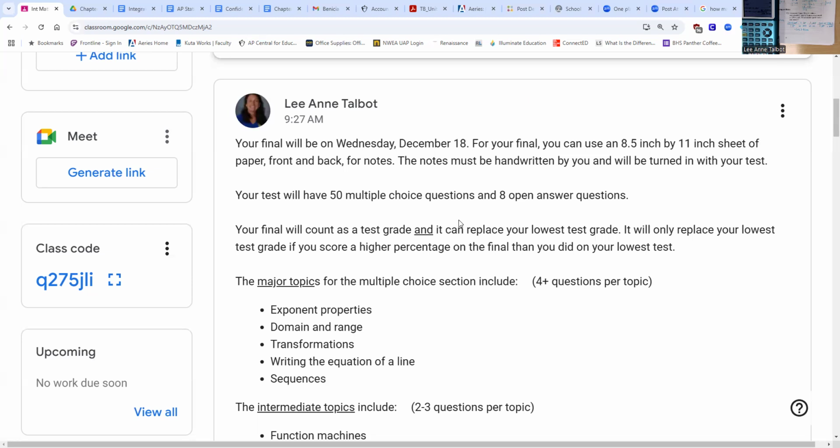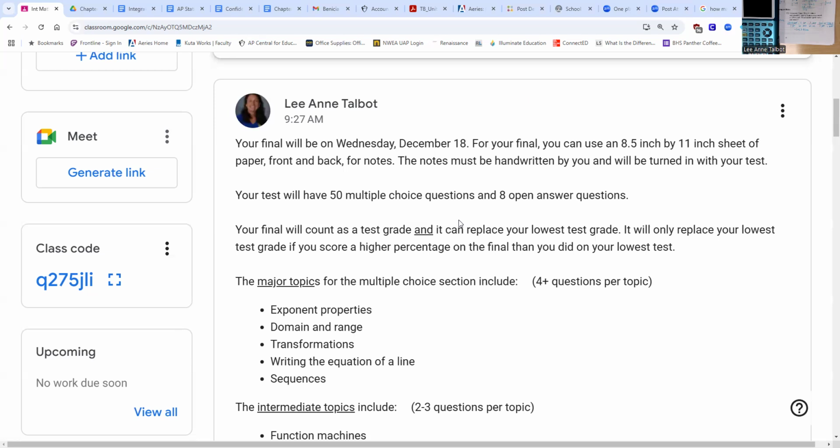Okay, it's a test grade itself, and it can replace your lowest test grade, meaning that because you learned it somewhere during the semester, if you have one really bad test sitting out there, this can replace your lowest test if you do better on it, which is great. Good for your grade. It will only replace your lowest grade if you score higher on the final than you did on your test. So I'm not going to go back and make any of your tests worse. If it helps, I will help. If it doesn't help, I won't. Does that make sense? Okay.